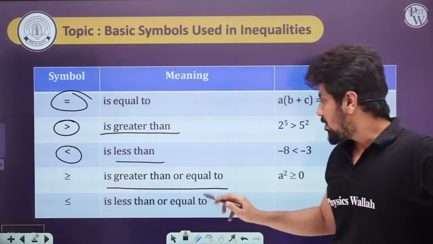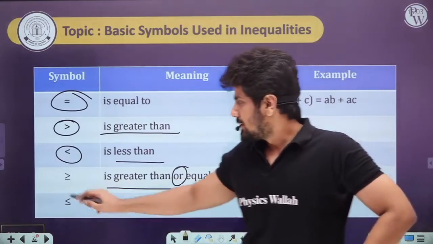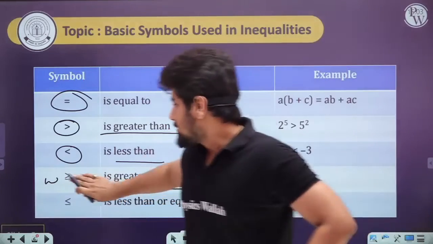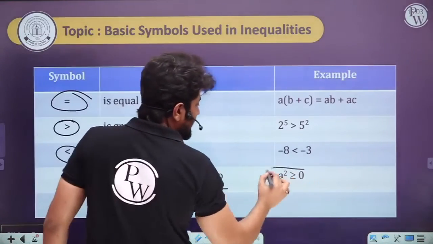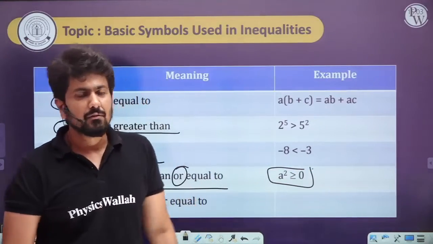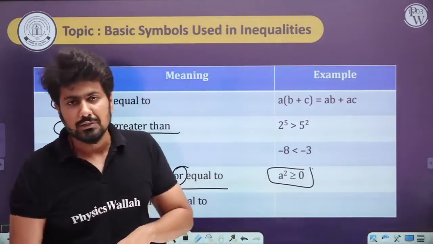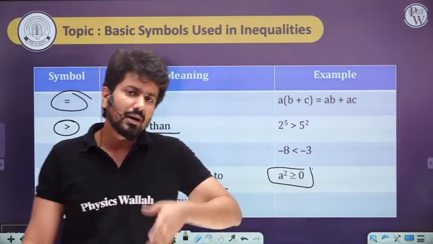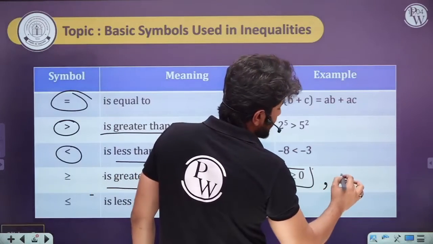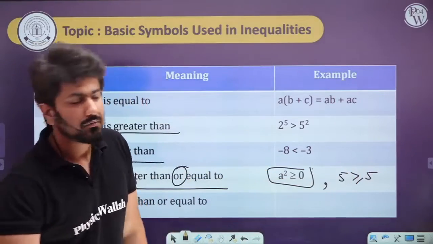See, what do we mean by or? We basically use this symbol if this side is greater than or equal to the right hand side, right? So here, like a square is greater than or equal to 0. The square of any real number, where a is any real number, is greater than or equal to 0. Basically it means that it can be equal to 0 or it will be greater than 0, right? Suppose I can use this symbol over here. 5 greater than or equal to 5. Yes, this works. This is definitely true.